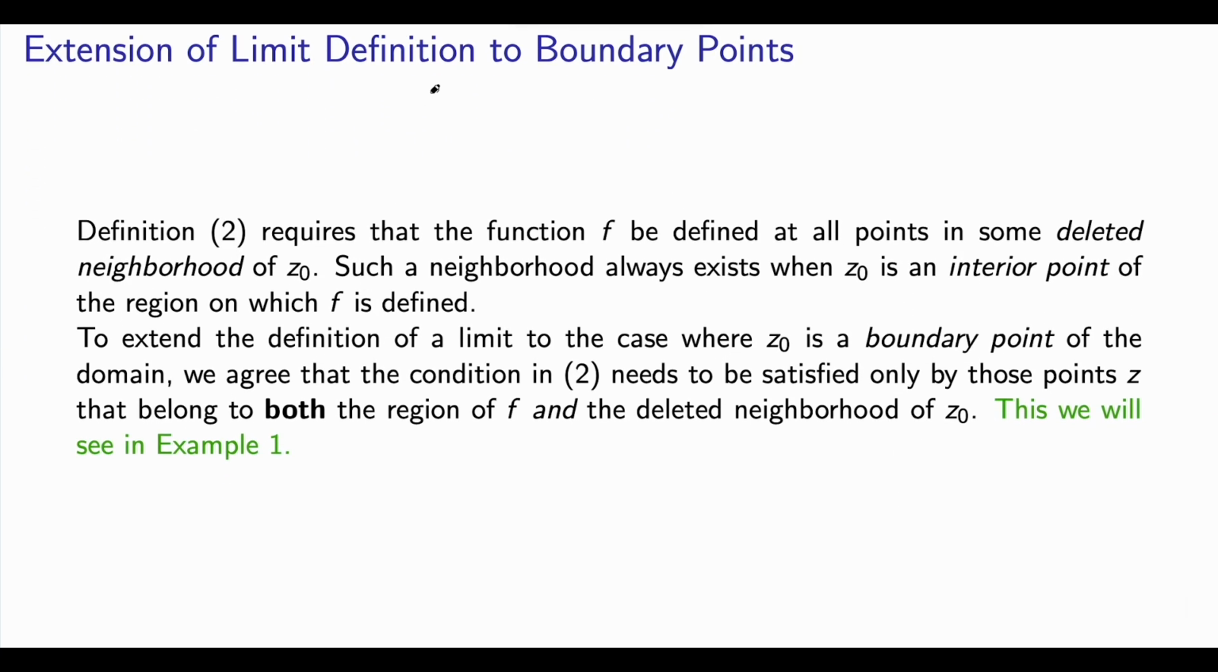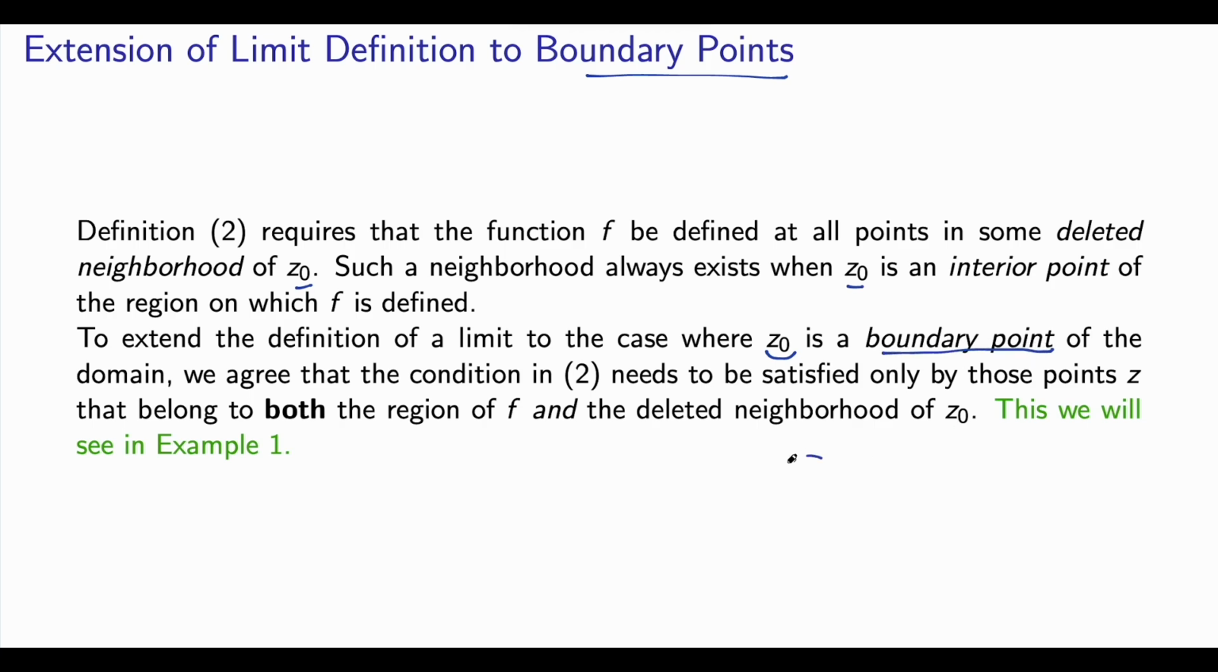Now extension of the limit definition to boundary points, right? So definition 2, the epsilon delta definition, requires the function f to be defined for all points in some deleted neighborhood of z naught, right? Such a neighborhood always exists when z naught is an interior point of the region on which f is defined. To extend the definition of a limit to the case where z naught is a boundary point.